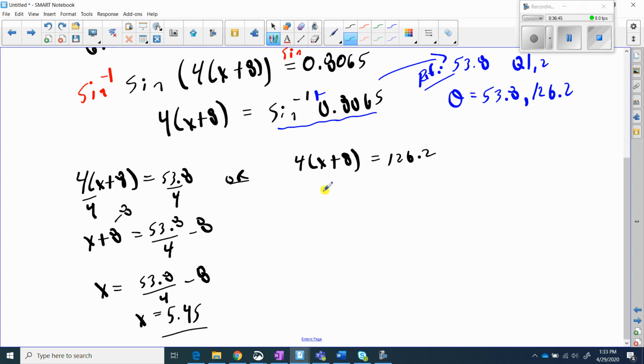Over here, divide both sides by 4. x plus 8 is 126.2 divided by 4. And I'm going to have to take away 8 from both sides. Take away 8, get rid of that. So x is going to be, whatever this comes out to, 126.2. Divide that by 4, and then subtract 8. And I get 23.55.